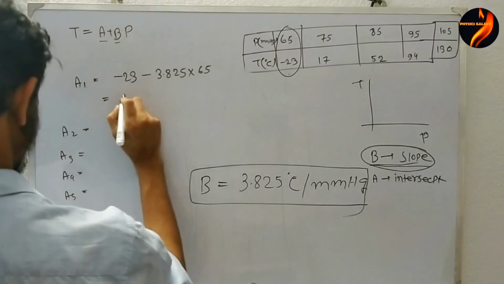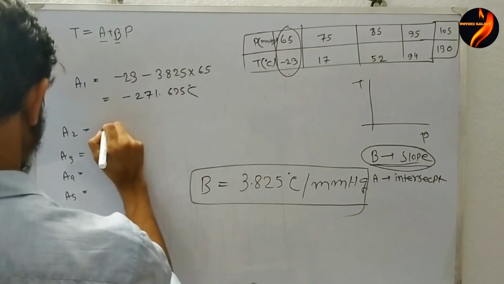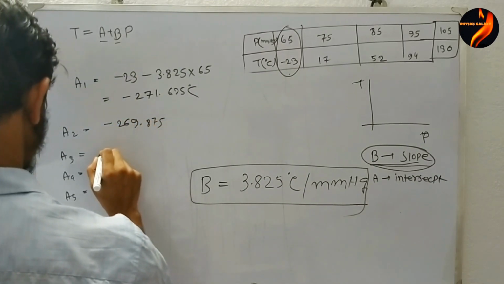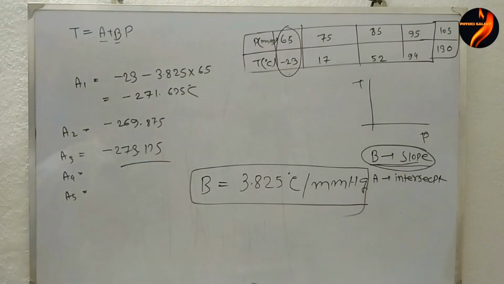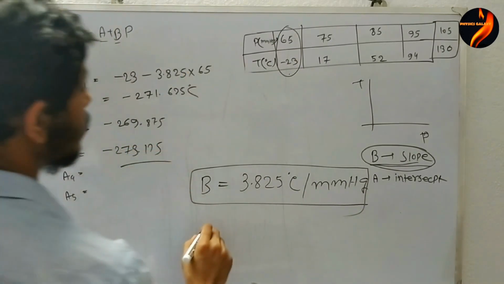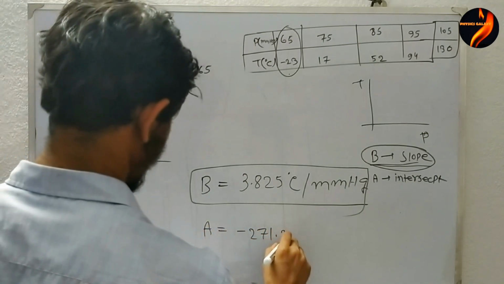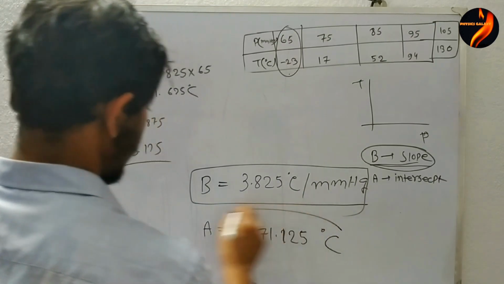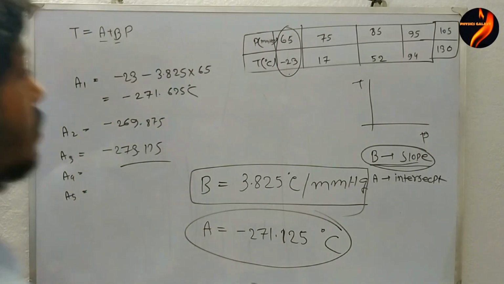So here we get minus 271.625 degrees centigrade, minus 269.875, minus 273.125, and after getting these results and taking the average, we get the value of A as minus 271.125 degrees centigrade. So this is the answer.